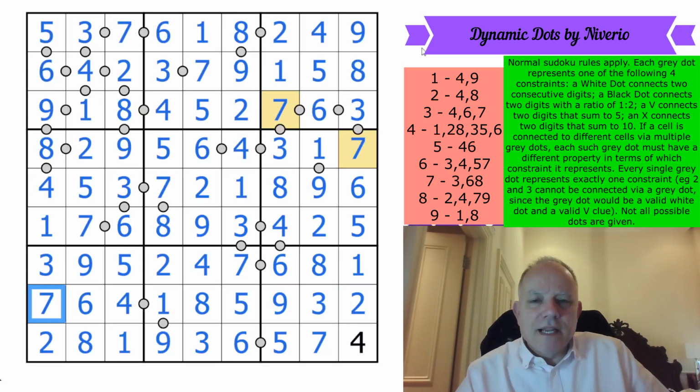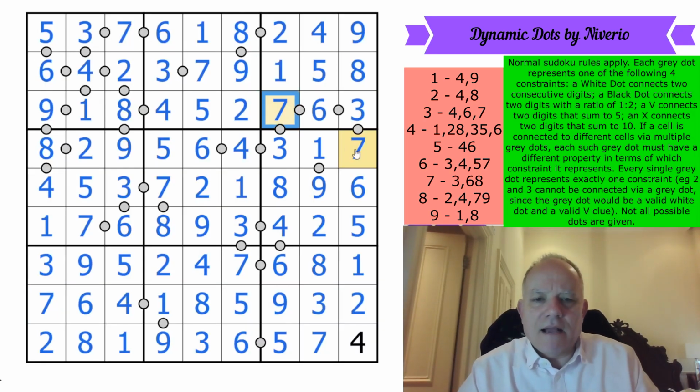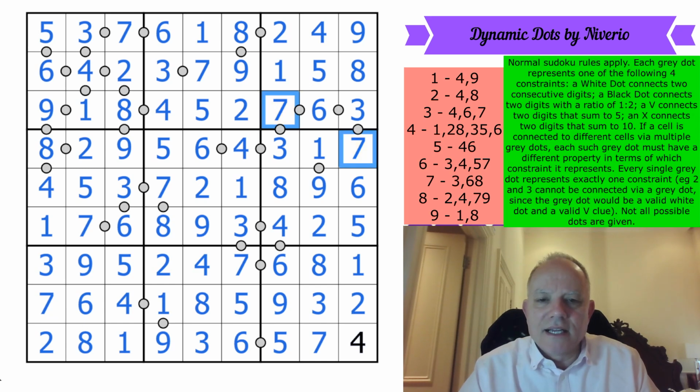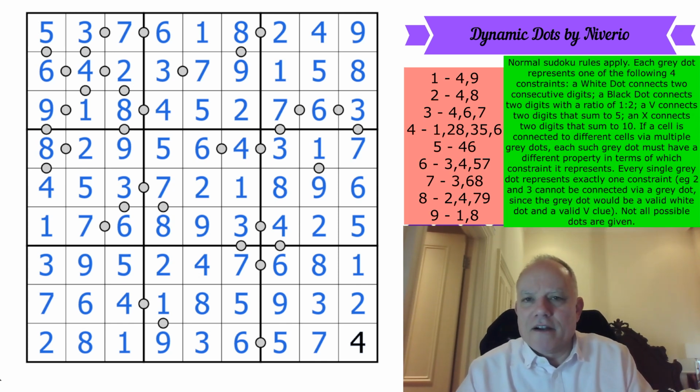What a puzzle. That really is quite dynamic. I mean, absolutely fascinating. Not what I was expecting at all, and really mind-bending. Really interesting puzzle by Niverio.